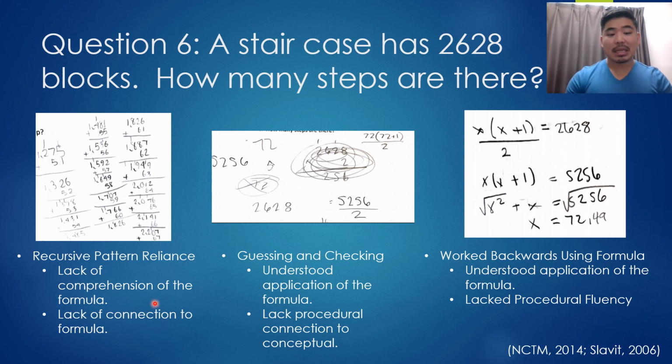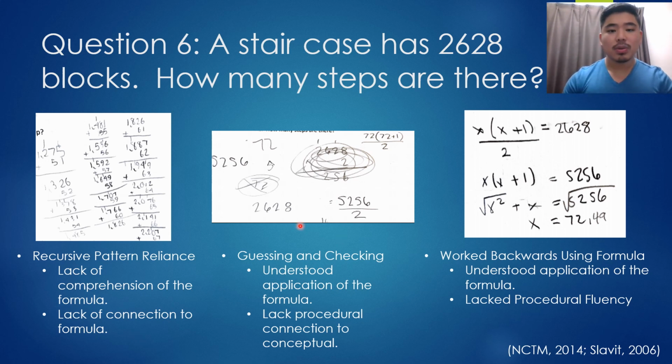However, they had a lot of computational errors for the same reason that they had difficulty adding the integers from 1 through 50. So this right here showed me that they had a lack of comprehension of the formula, and they had a lack of connection to what the formula actually means and how it's actually used.